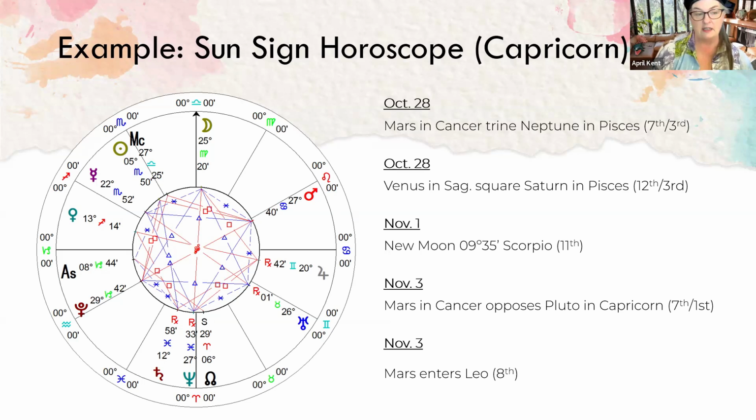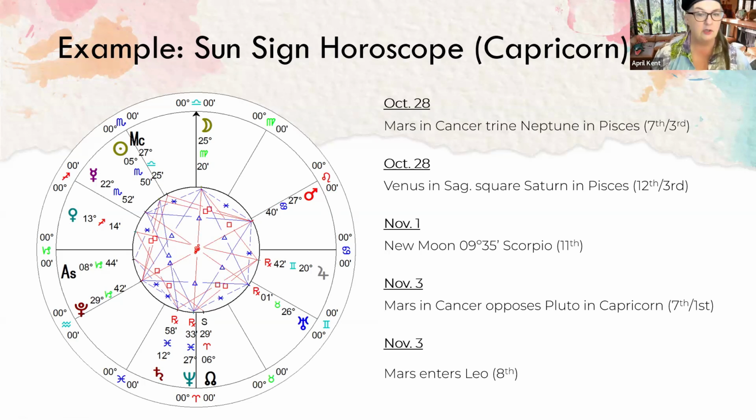So this week, for example, we have on October 28th, Mars in Cancer making a trine aspect to Neptune in Pisces. What does this mean for Capricorn? Well, Mars in Cancer shows up in the 7th house for this sign, and Neptune is in the 3rd house. So then the astrologer has something to go by. They can say, well, maybe you're having a conflict with your partner this week over some kind of communication issue.